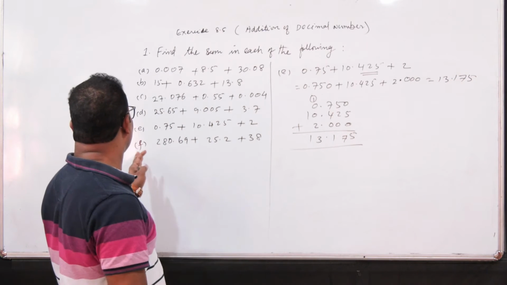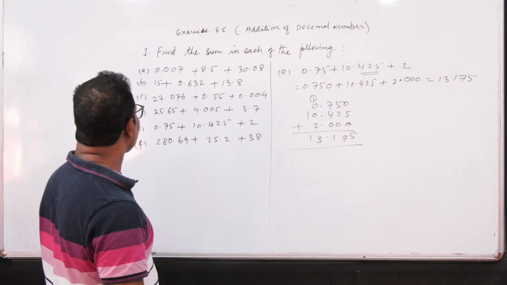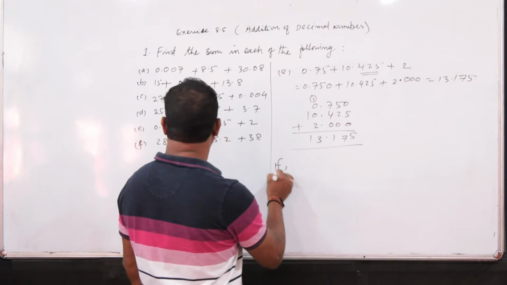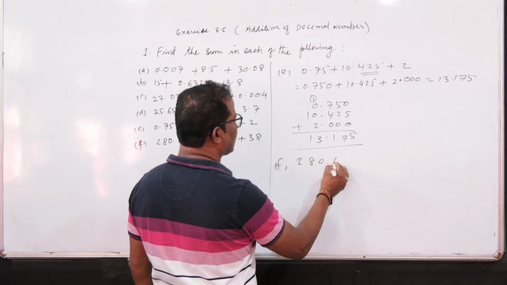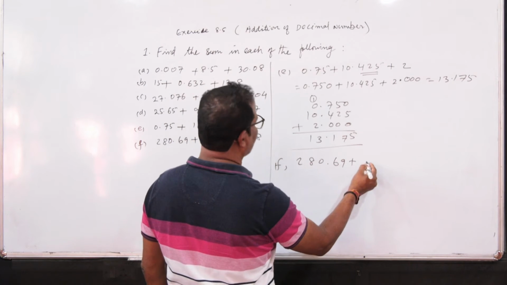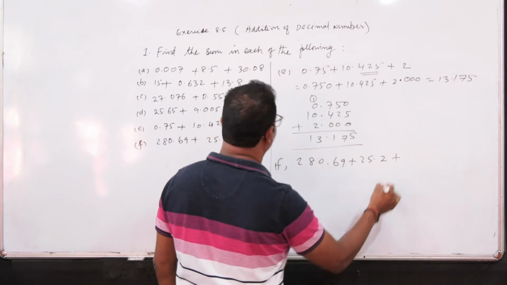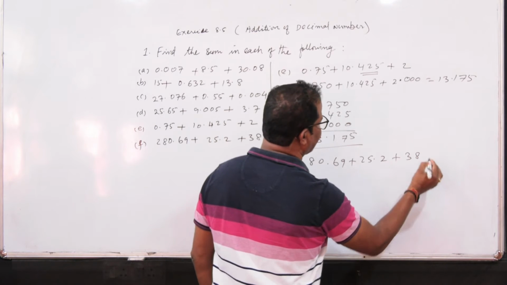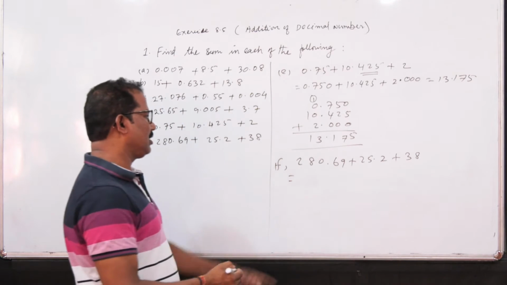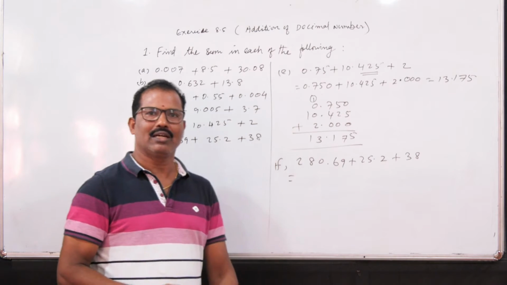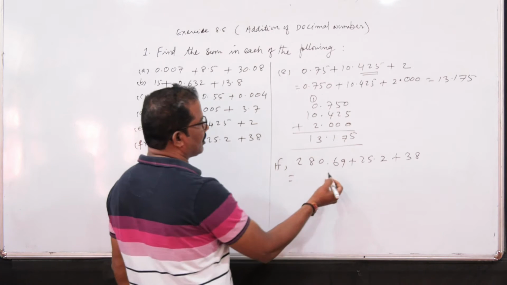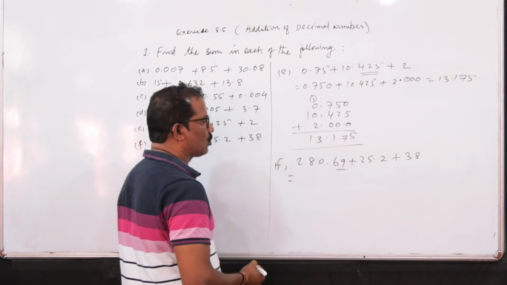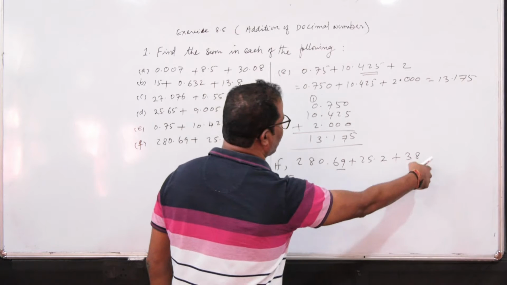In the last question, that is question F. What is that? 280.69 plus 25.2 plus 38. In this question also, see, the numbers are not in like decimal form. We have to convert into like decimals first. How is it? See, the maximum decimal places are 2. Here only one place, here no place is there.